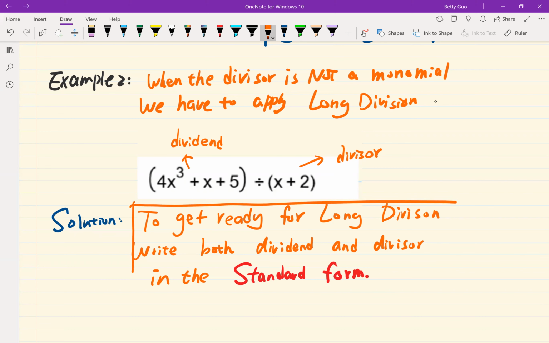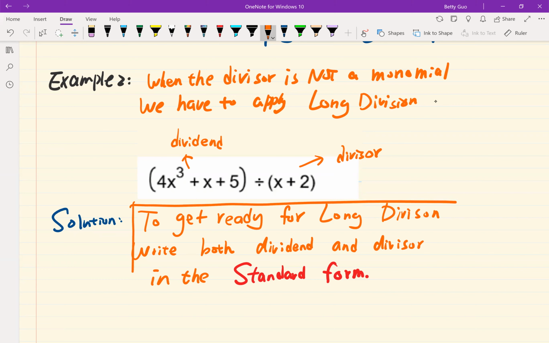Can you tell me the degree of the dividend? 3, okay. What's 3 plus 1? 4. Remember this, we covered this a few days ago. When the degree is 3, you add 1, you have 4. The standard form of this polynomial is supposed to have 4 terms. How many terms do we have right now? Means one term is missing, right? Let's see which term is missing.